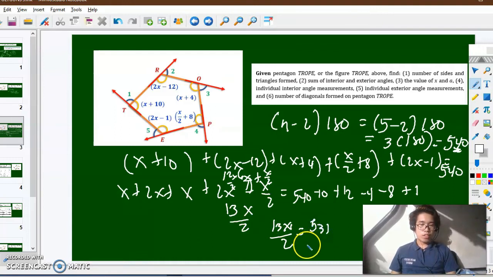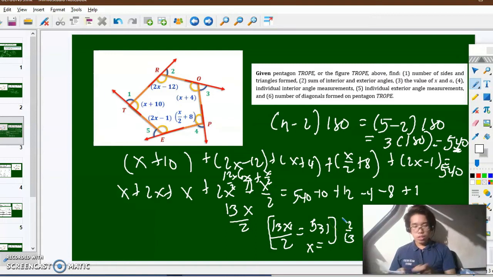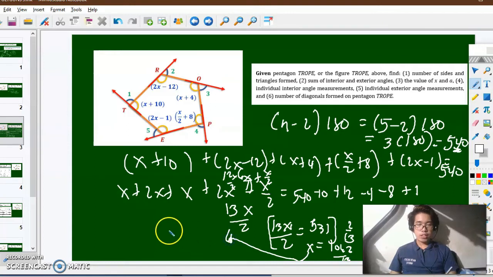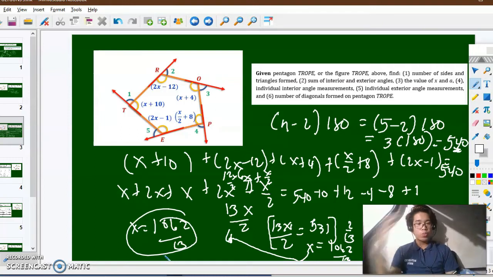To get the value of x, we simply multiply this entire equation by 2 over 13. So 531 times 2 over 13 is 1062 over 13. So the value of x is 1062 over 13. We keep it as a fraction because when we substitute it, we want the exact value.